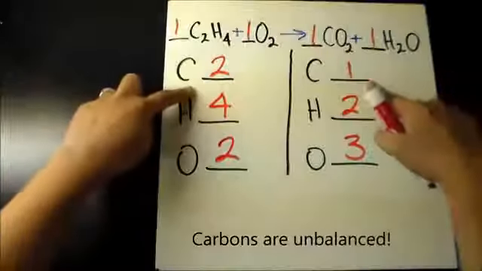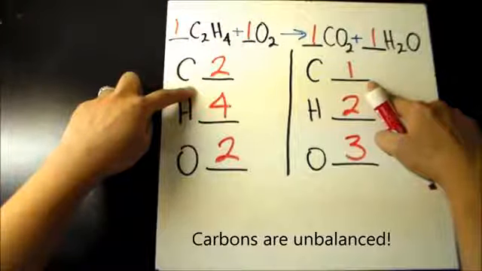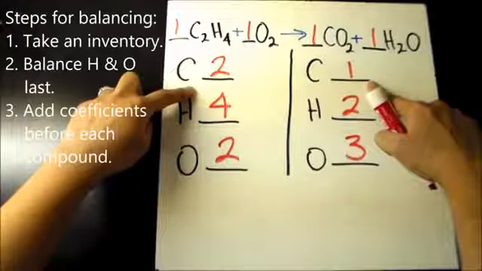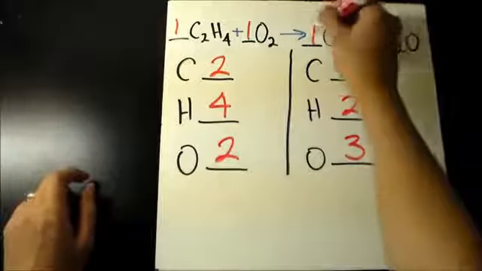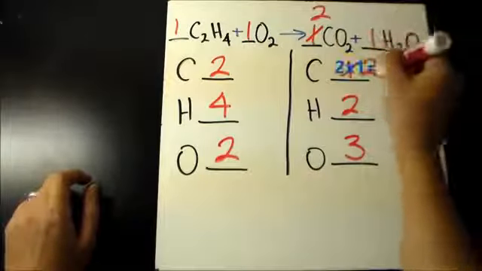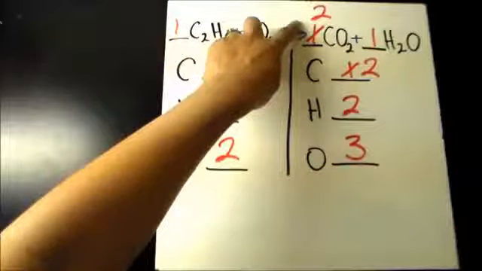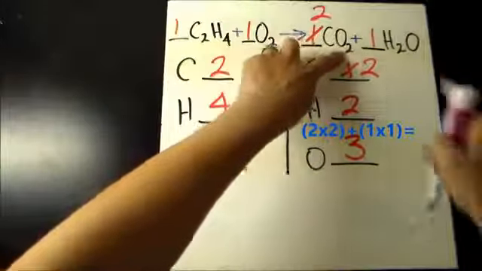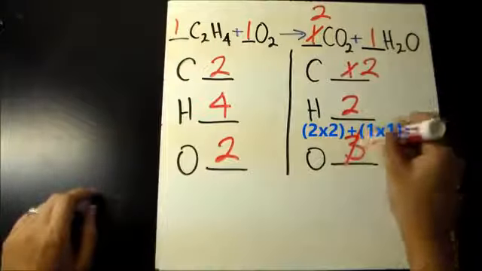Because there are 2 carbons on the left and 1 on the right, the number of carbons is unbalanced. Step 3 states that the only thing you can do in balancing is to add coefficients before each compound on the line drawn. By placing a 2 before CO2, the number of carbons changes to 2 times 1 equals 2. Coefficients apply to the entire compound, so the 2 before CO2 also changes the number of oxygens to 4, and with 1 oxygen here, this gives a total of 5.